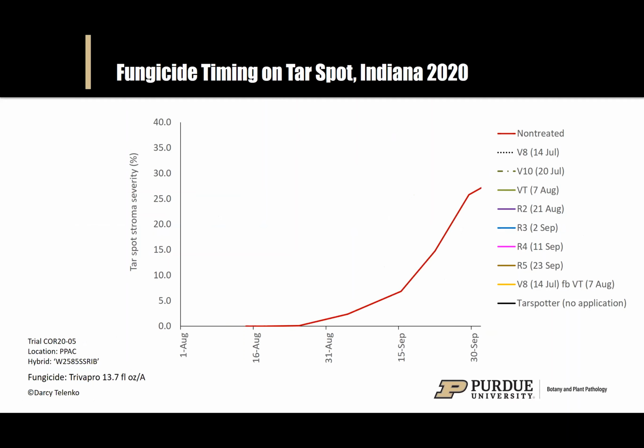And these results are really interesting, and I think I'll stop after this. So for the early vegetative stages, we really didn't change the disease curve going out at V8, V10.